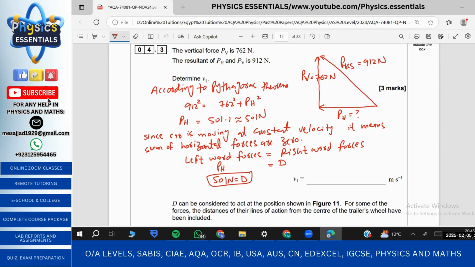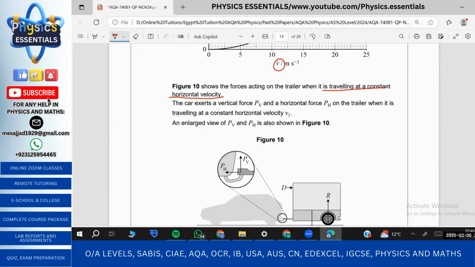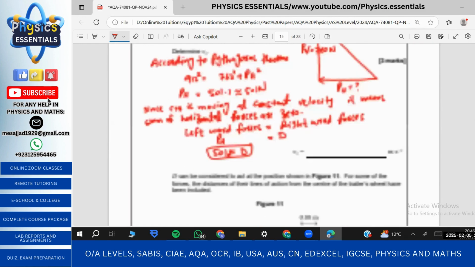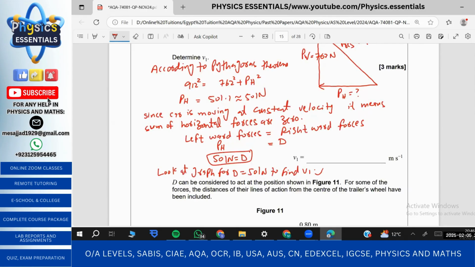Now look at the graph for D equals 501 newton to find V1. And when we do that, 500 is here. So 501 is here, exactly equal to 10. So our answer to this is 10 meter per second. Okay.